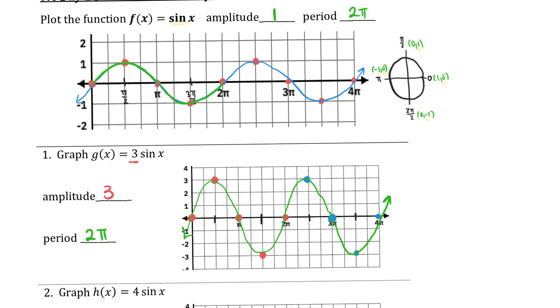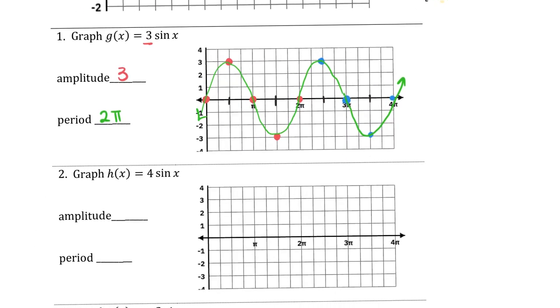Okay, so one period is when I went from here to here to here because I did 0 up, 0 down, 0, and then it just keeps 0 up, 0 down, 0 forever and ever and ever. Okay, let's do 4 sine x. Amplitude, 4. Period is still going to be 2 pi. It'll be 2 pi all day today.